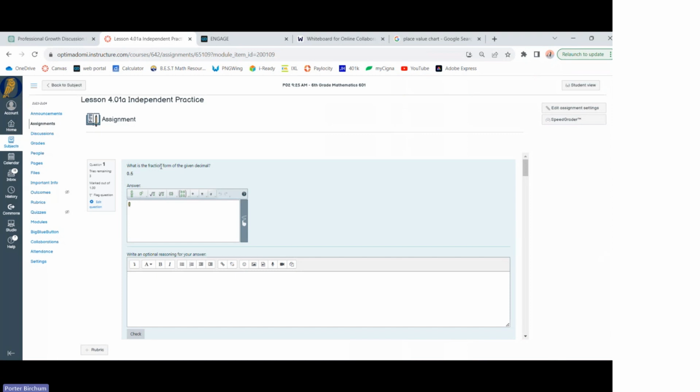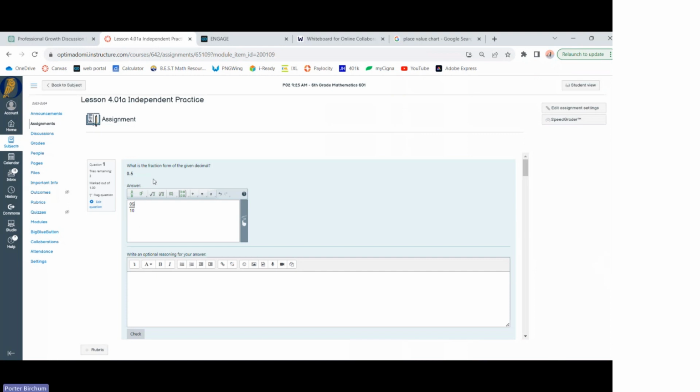So to turn a decimal into a fraction, I'm going to look and see, where does this decimal end? It ends in the tenths place. So I know that my bottom number is going to be 10. Now, my top number, I'm going to copy everything.